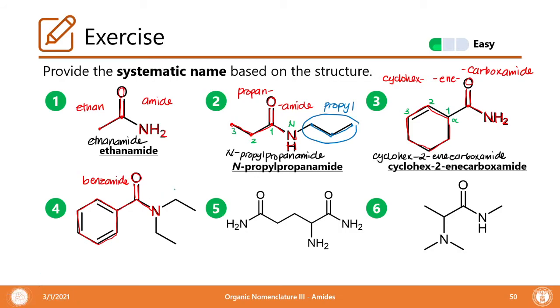And so here we have at position N our alkyl substituents. We have two acyl groups, so we have a diacyl. And so when we form our name, we have N,N-diacyl benzamide. N,N-diacyl benzamide. Okay, let's go on to number 5.